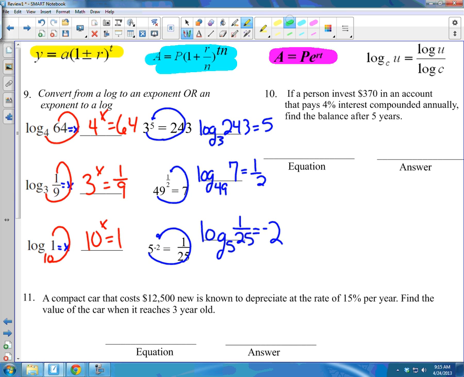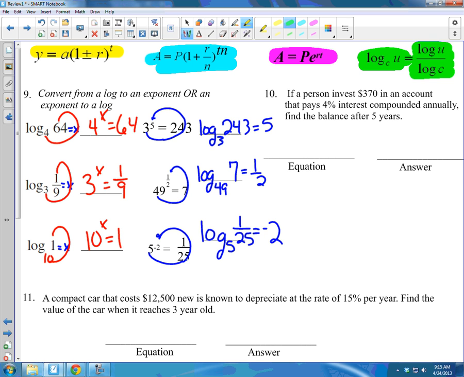The final thing that I have up here, this is just for those of you who can't directly type that into your calculator by pressing the math button. You have to use the change of base formula. So that's just a reminder of why that's on there. So I'm actually going to go to number 10.